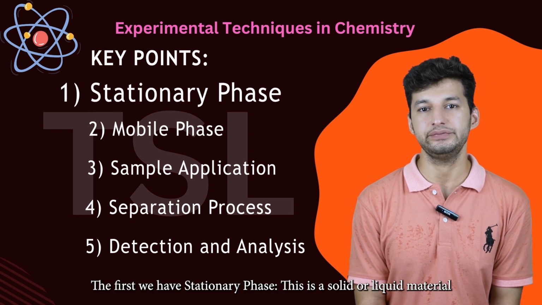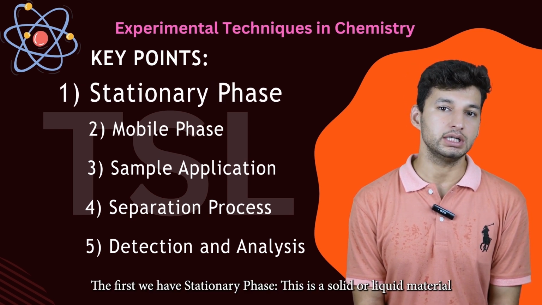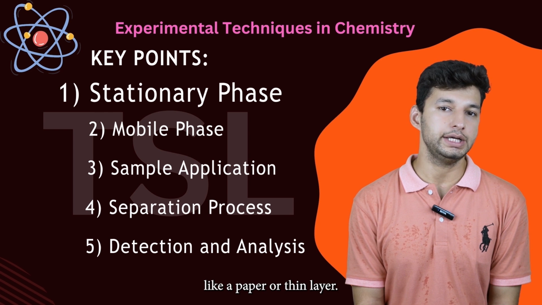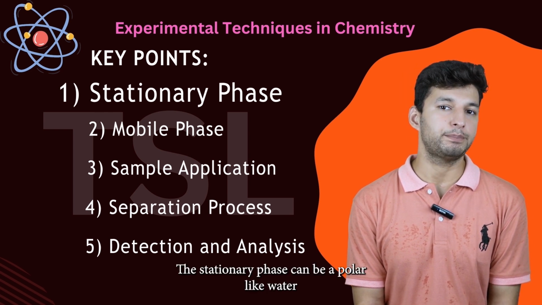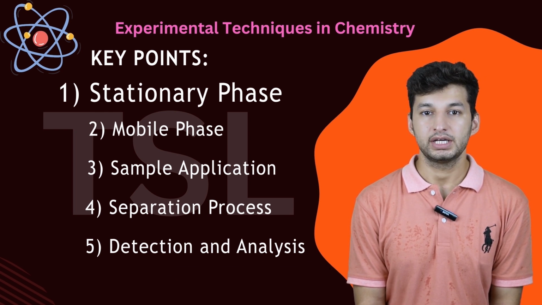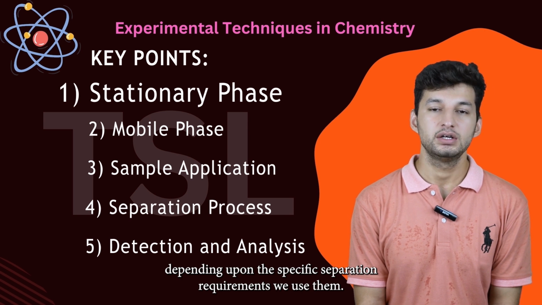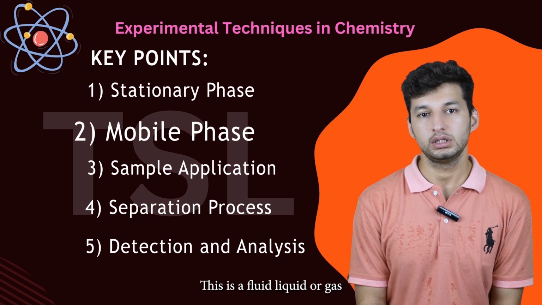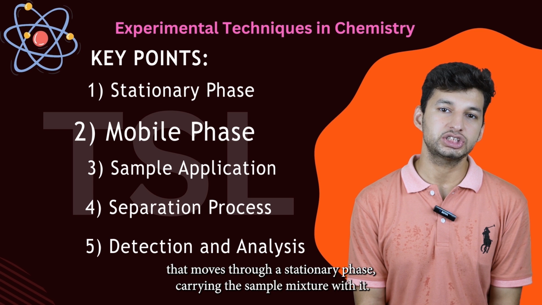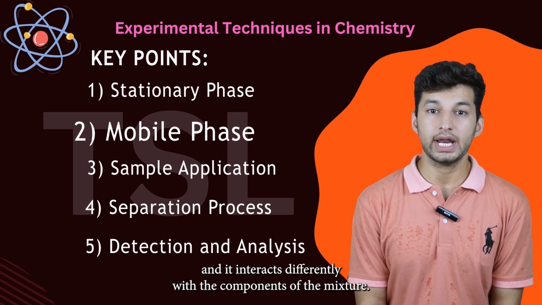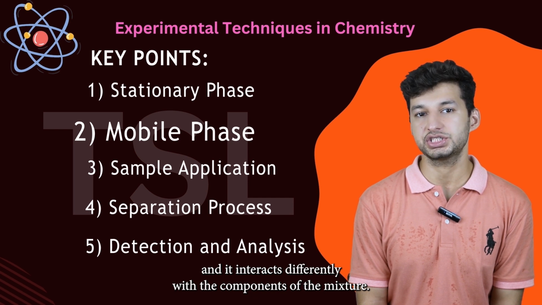First, we have the stationary phase. This is the solid or liquid material that is fixed within a column or a flat surface like paper or thin layer. The stationary phase can be polar, like water, or non-polar, which avoids water. Depending upon the specific separation requirements, we use them. And next, we have the mobile phase. This is a fluid, liquid or gas, that moves through the stationary phase, carrying the sample mixture with it. The mobile phase can also be polar or non-polar, and it interacts differently with the components of the mixture.